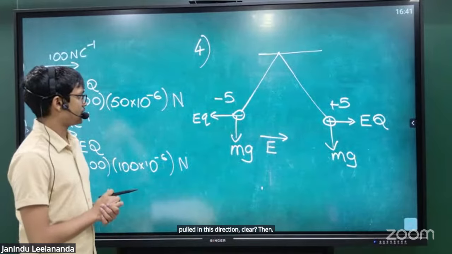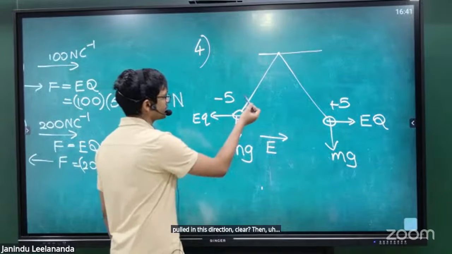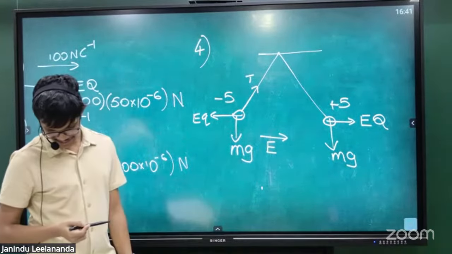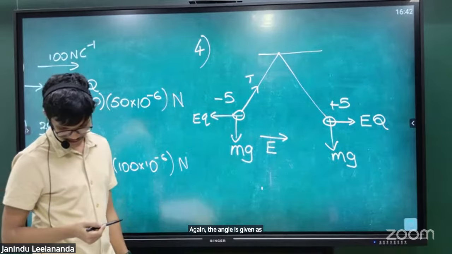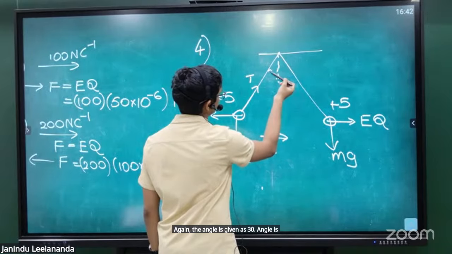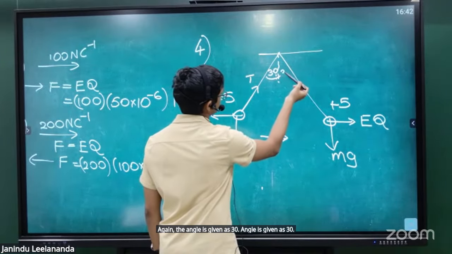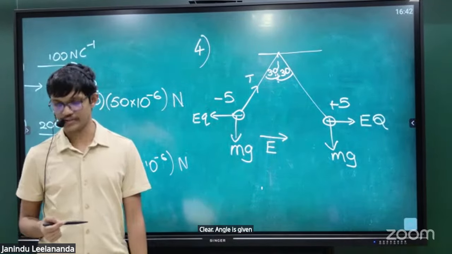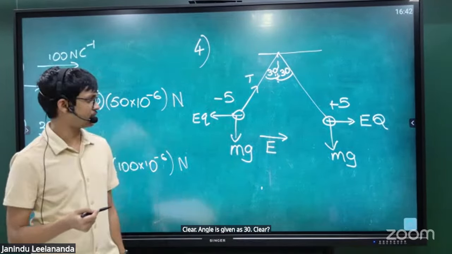Then you have the tension here. Again, the angle is given as 30. Clear? And there's one more thing to consider. What is that?